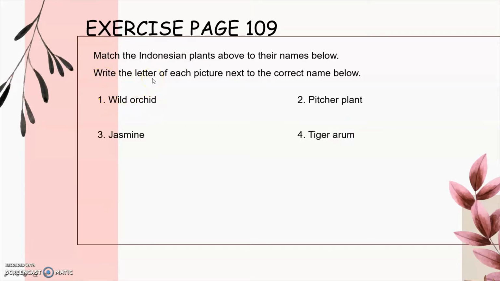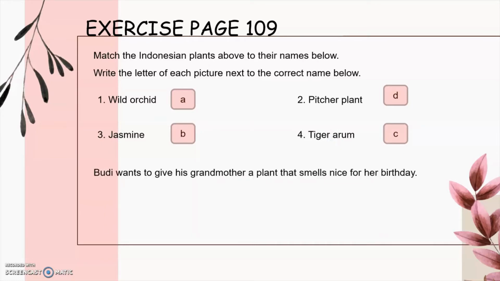Oh, and then I want you to write the letter for wild orchid. What is the letter of this wild orchid? A, B, C, or D? Good job, A. And then pitcher plants. What's the picture of pitcher plants? A, B, C, or D? A is already here, yeah? So B, C, or D? D, good job. And then jasmine, B or C? Good, B. And tiger arum, the last letter is C. Good job. Finish. Now to the next question.